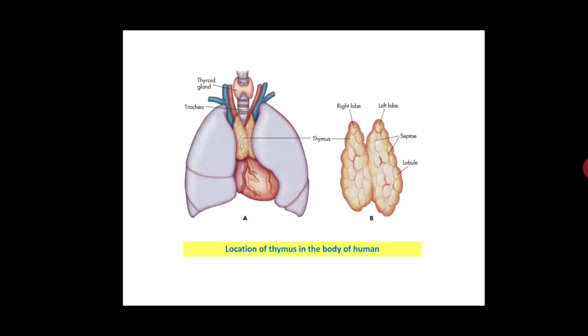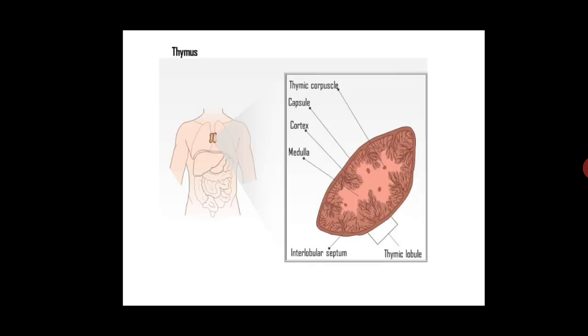As shown in the diagram, thymus is located just above the heart. It has two lobes, that is, it is a bilobed organ. Each lobe is divided into many lobules, which are separated from each other by trabeculae. Trabeculae are strands of connective tissue. In this diagram, only a single lobule is considered.